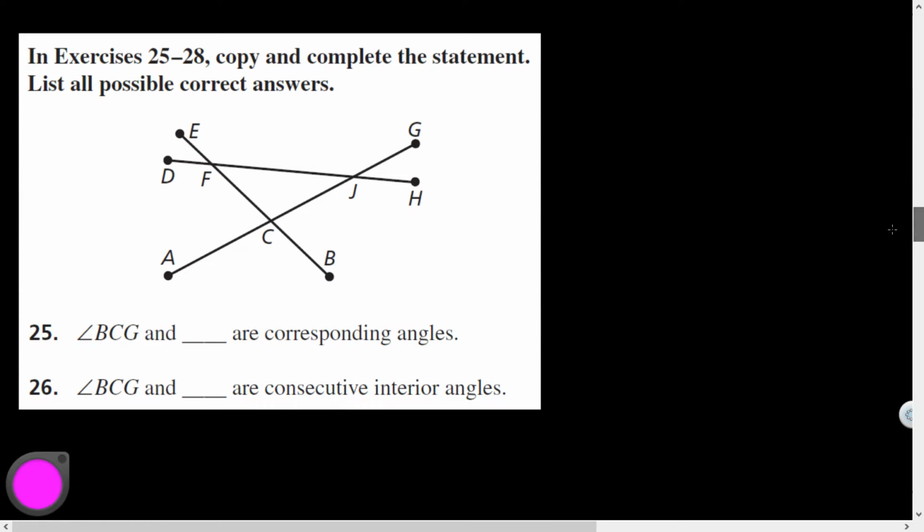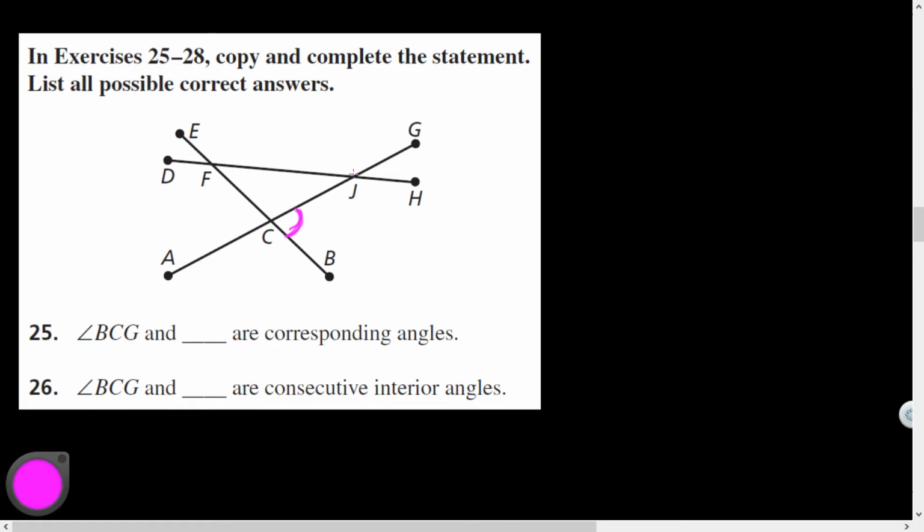Good. Let's see, last problems. Man, this is nice. Last night's homework, I hope, was easy. Let's see. Copy and complete the statement. List all possible correct answers. Angle BCG. Ooh, this one's going to be tricky. BCG and blank are corresponding angles.